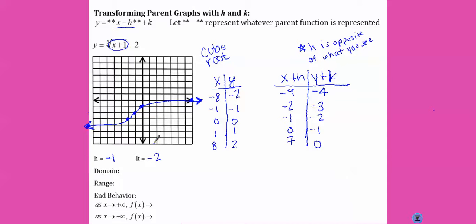Once we have our picture, we can fill in our domain, range, and end behavior. Domain: because there's an arrow on the left and an arrow on the right, it's negative infinity to infinity. Range: the left arrow is going down, the right arrow is going up, so we have negative infinity to infinity. As x goes to positive infinity, that's the arrow going up, so positive infinity. And as x goes to negative infinity, that's our arrow that's going down, so negative infinity.